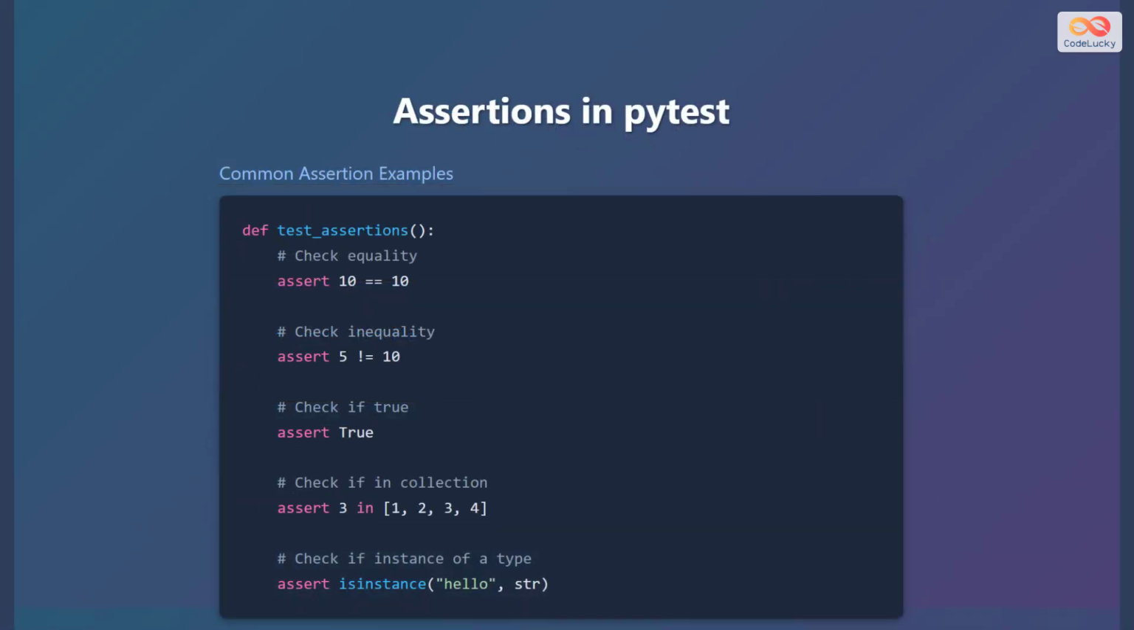Pytest uses standard Python assert statements to verify expectations in tests. Here are some common assertion examples. Check equality using assert 10 == 10. Check inequality using assert 5 != 10. Check if a value is true using assert True. Check if an element is in a collection using assert 3 in [1, 2, 3, 4]. And check if an object is an instance of a type using assert isinstance("hello", str).